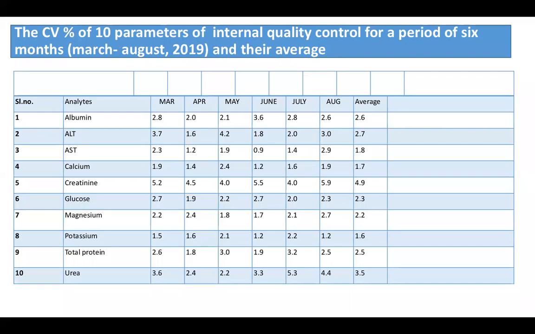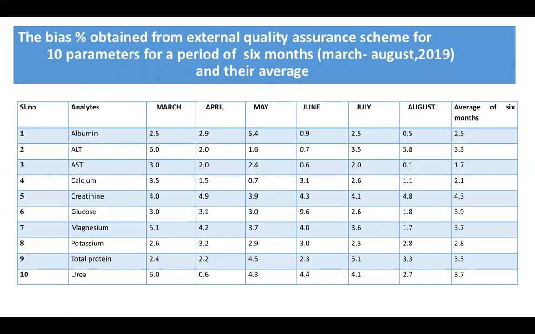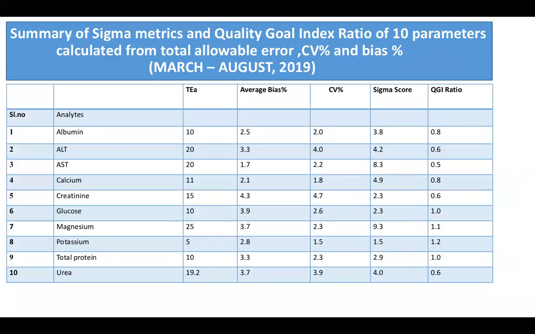See, in this CV percentage, we calculated the average of the last 6 months. Similarly, in bias percentage, we calculated the average. Now see, we calculated sigma metric and quality goal index. So how did we calculate sigma metric? Total error allowable minus bias percentage divided by CV percentage. So we have both these values from our IQC and EQAS.